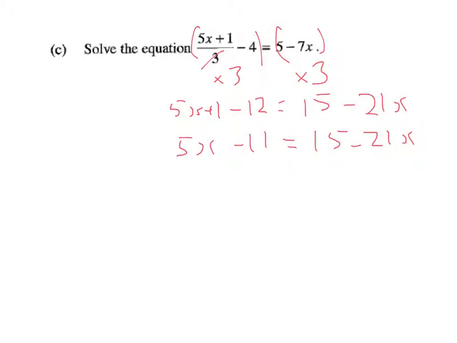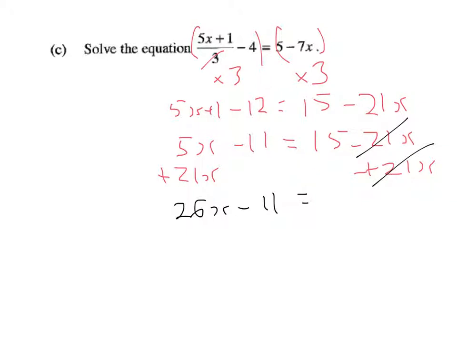Now I want to get rid of my 21x. I should have written this in black, but the step that I use to get rid of it is I plus 21x to both sides. So it's going to be added to the 5x. In black, 21 plus 5 gives me 26x minus 11 equals. These cancel each other out and we're left with just 15. Alright, we're getting there, guys. The next step, I want to get rid of this minus 11, so I plus 11 both sides.